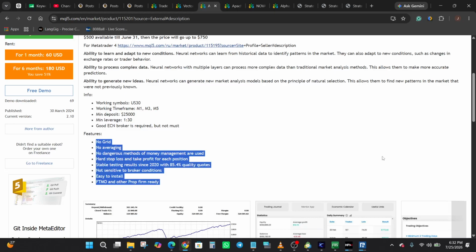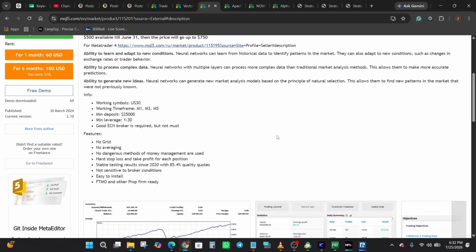Testing results, the developer describes as stable since 2020 using 85.4% quality quotes, and the page states it is not sensitive to broker conditions. It is also listed as compatible with FTMO and other prop firms.